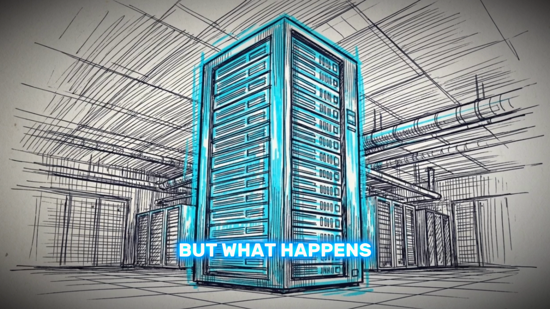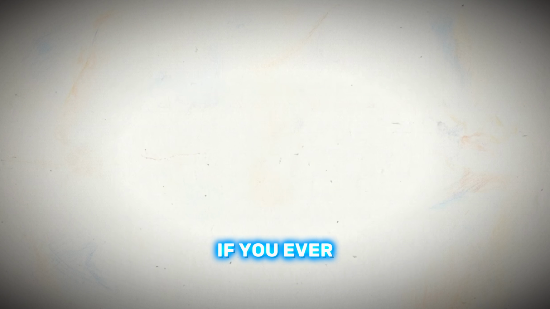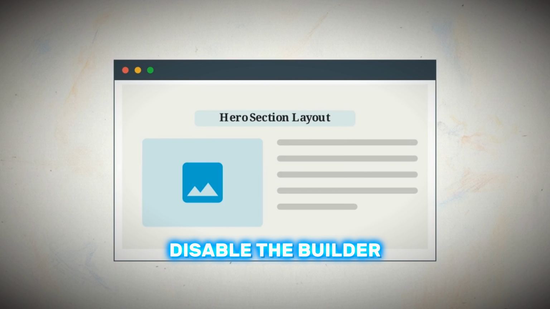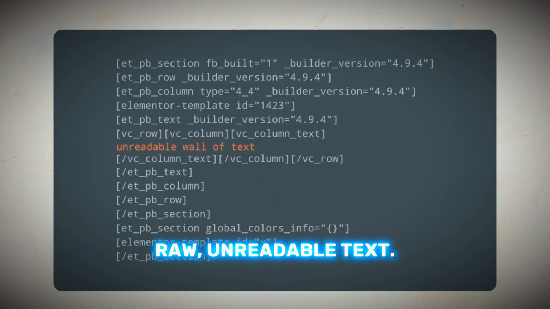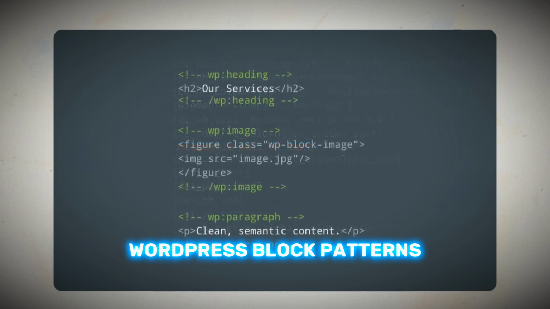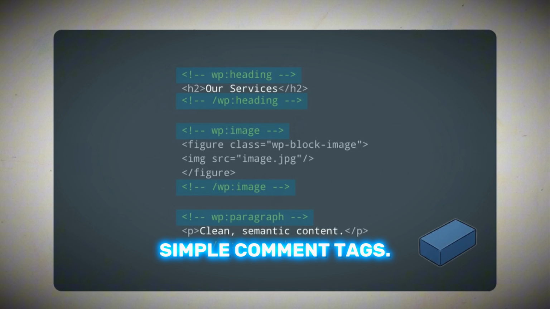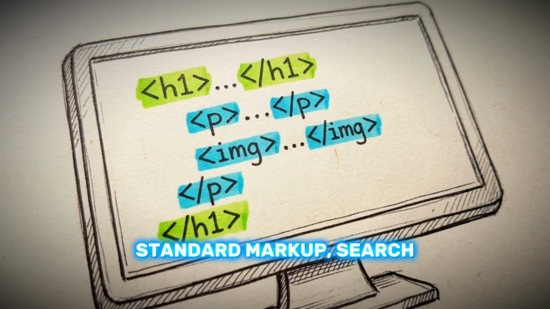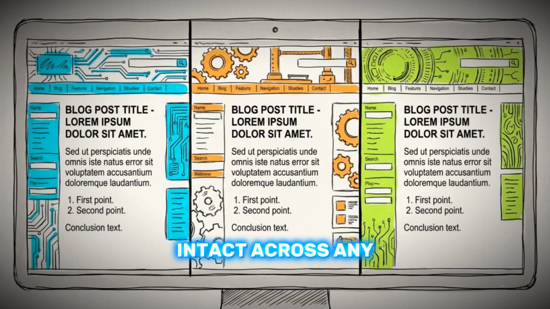That's the front end. But what happens in your database when you hit save? Traditional builders store your layouts as proprietary shortcodes or serialized JSON data. If you ever try to change your theme or disable the builder plugin, your layout breaks into a chaotic mess of raw, unreadable text. WordPress block patterns save your layouts natively. They use clean HTML wrapped in simple comment tags. Because this is standard markup, search engines can read your content clearly, and it remains intact across any modern theme you switch to in the future.